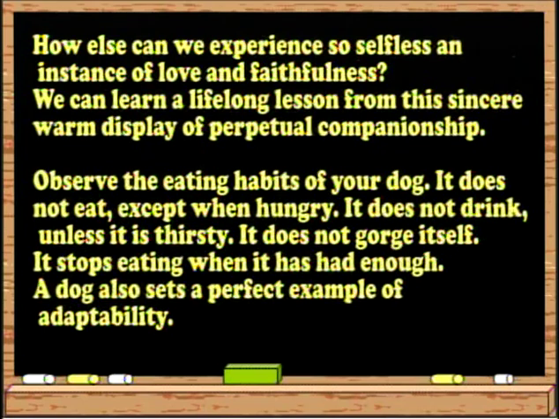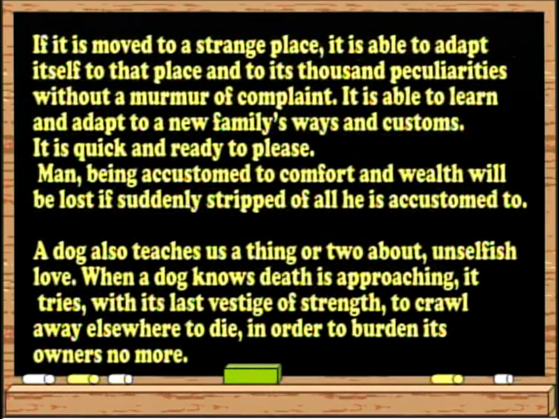A dog also sets a perfect example of adaptability. If it is moved to a strange place, it is able to adapt itself to the place and to its thousand peculiarities without a murmur of complaint. It is able to learn and adapt to a new family's ways and customs. It is quick and ready to please.